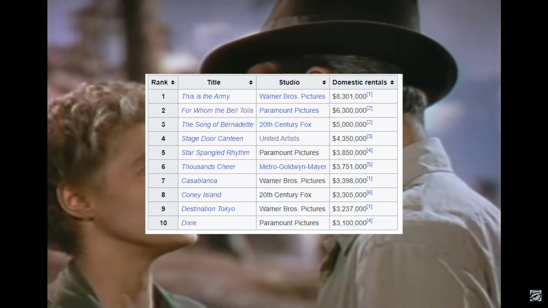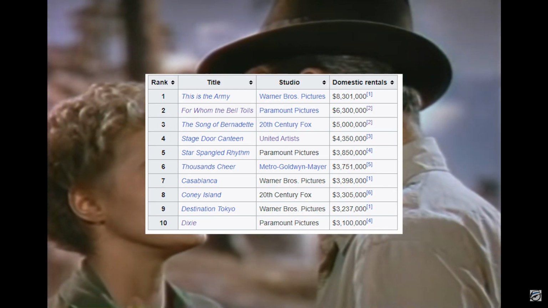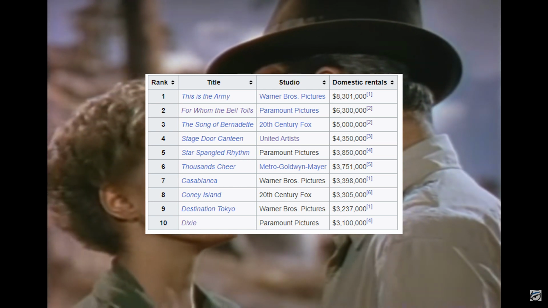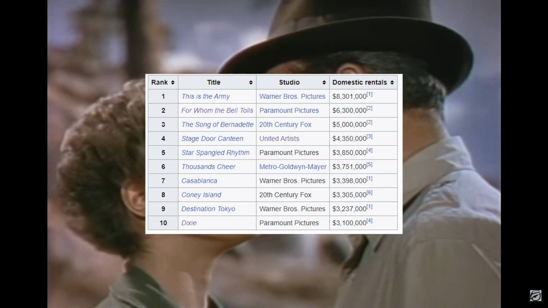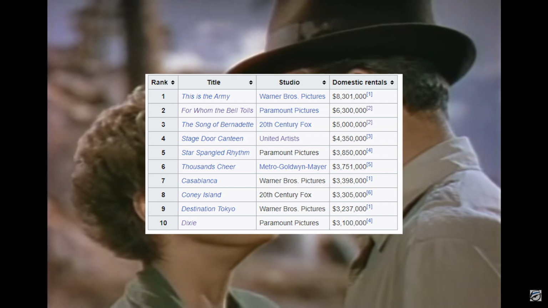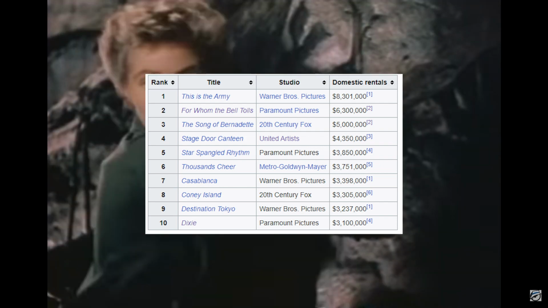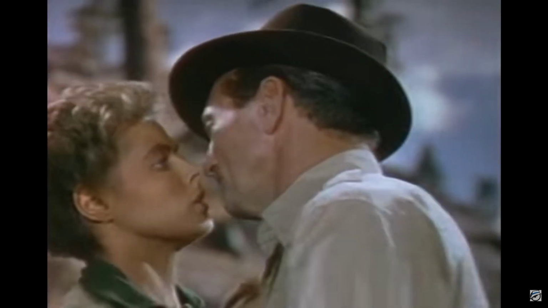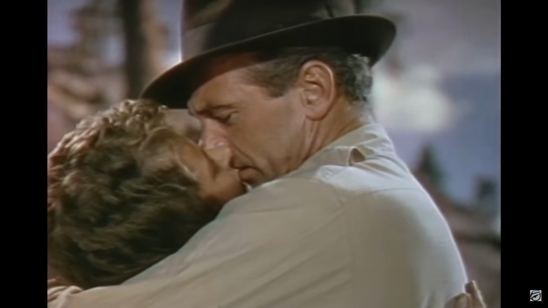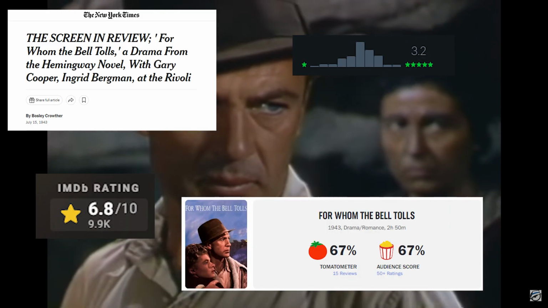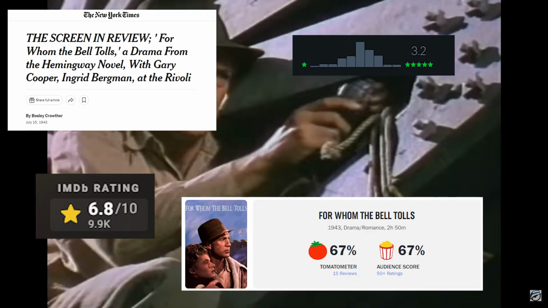The movie was made with an estimated $3 million budget, but made over $6 million at the box office, and was second at the 1943 domestic box office, only to This Is the Army, a wartime musical. So it was a success there, but today it's kind of a forgotten movie. I didn't even know there was a movie for this book till I read about it in my copy of the novel.